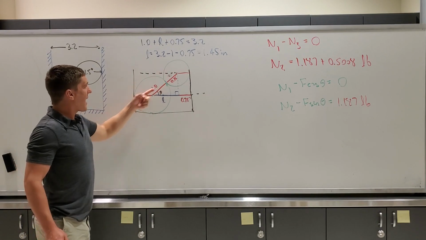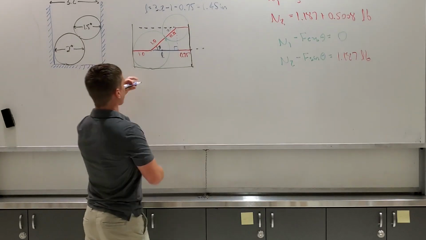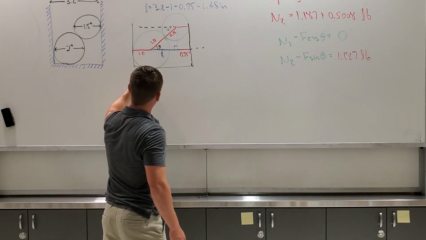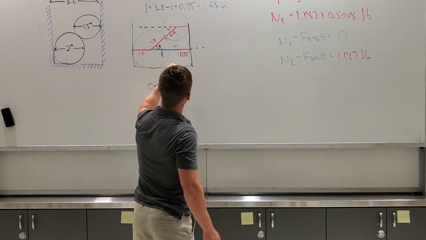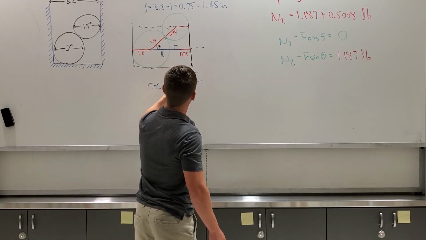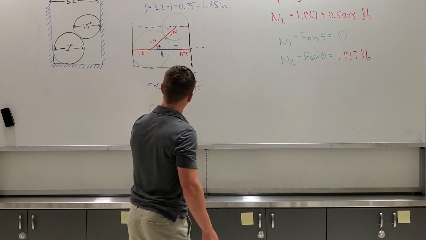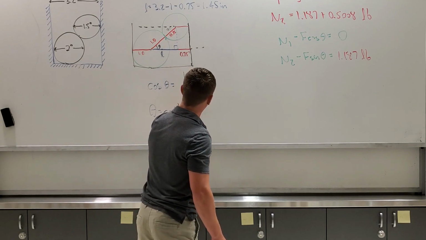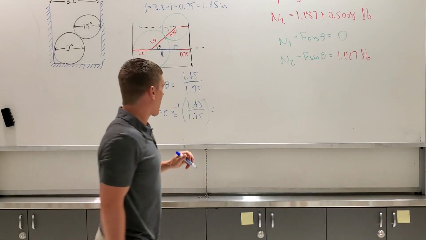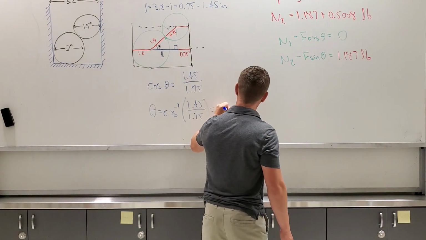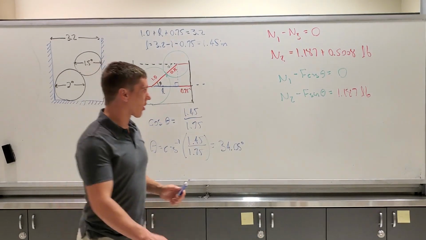Well, now I know what L is. I know what the hypotenuse of my triangle that goes from center to center is. So I can say that the cosine of theta is going to be equal to adjacent over hypotenuse, which is 1.45 over 1.75. So theta is equal to the cosine inverse of 1.45 over 1.75, which is in fact 34.05 degrees. So now I can go back to my system of 4 equations over here.